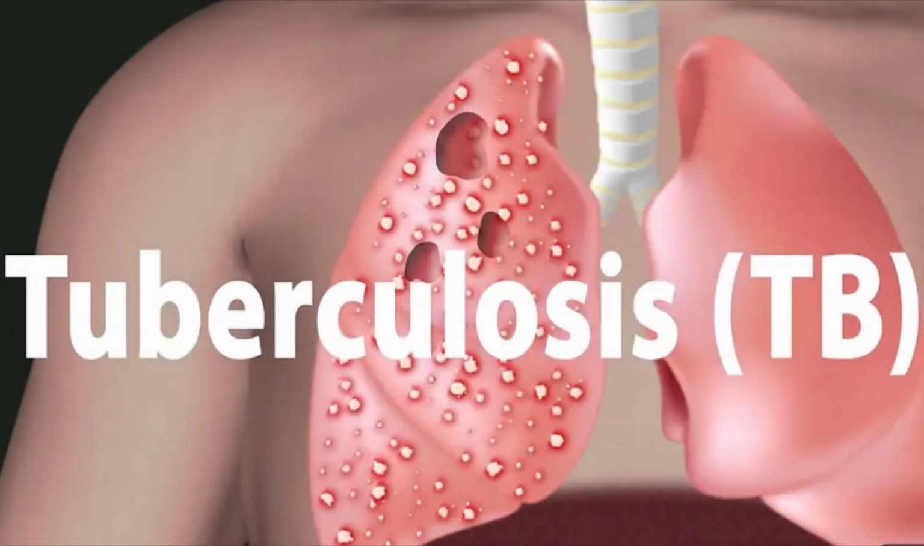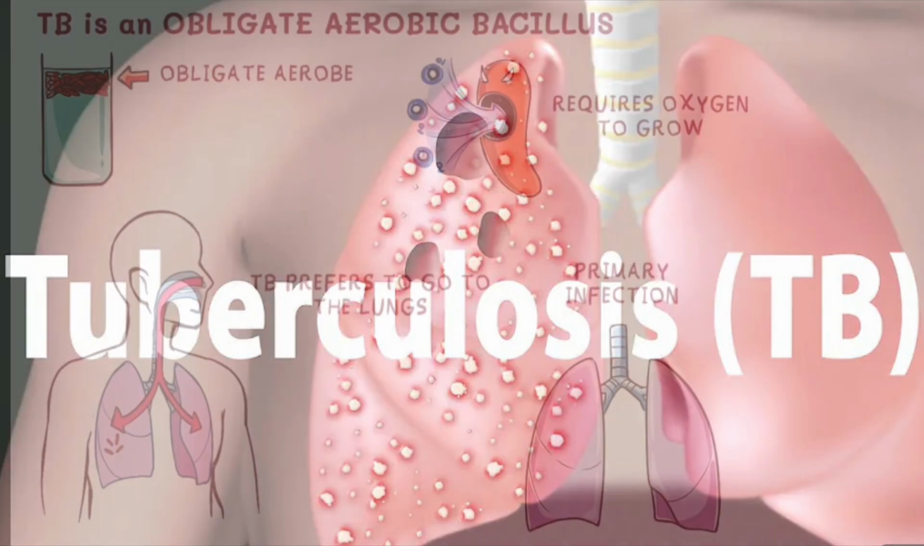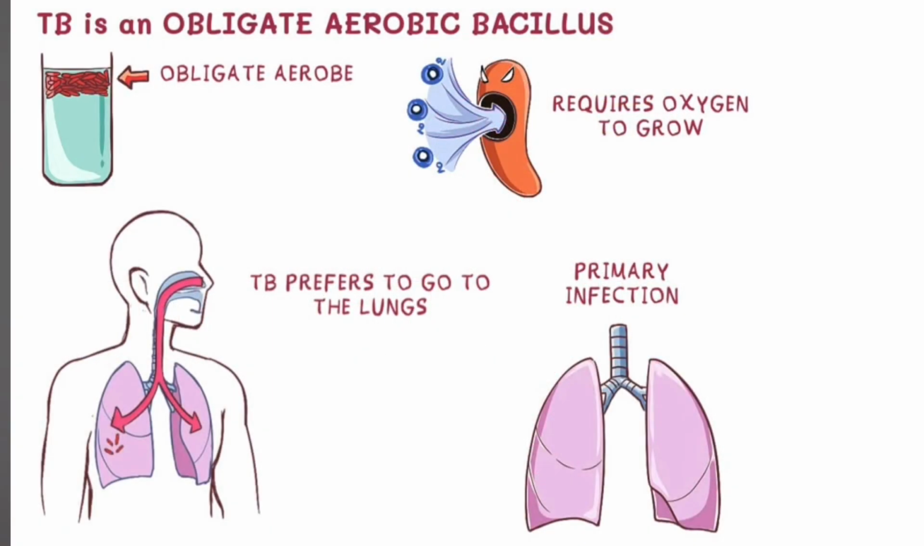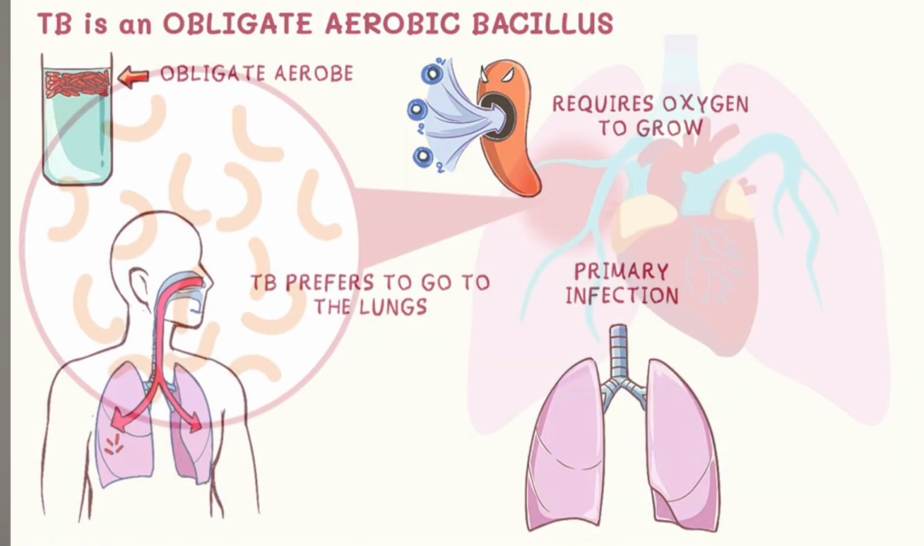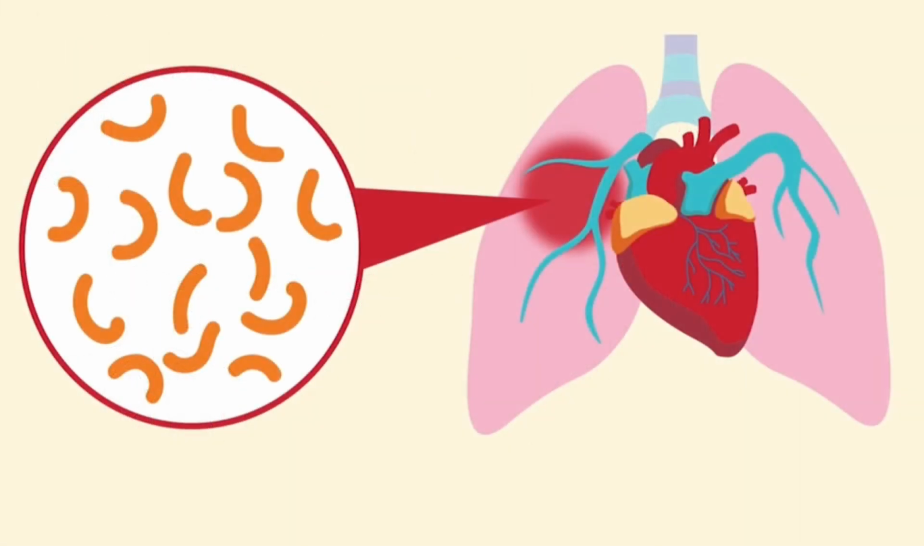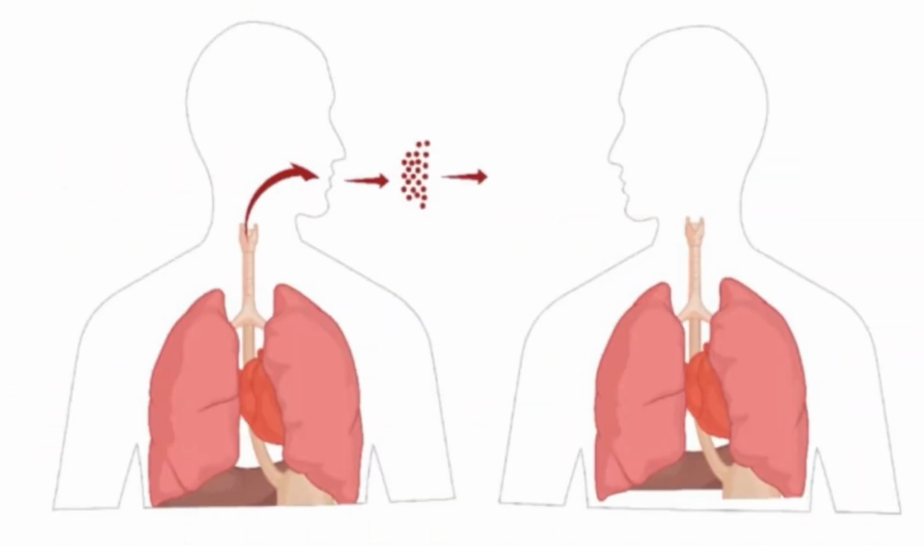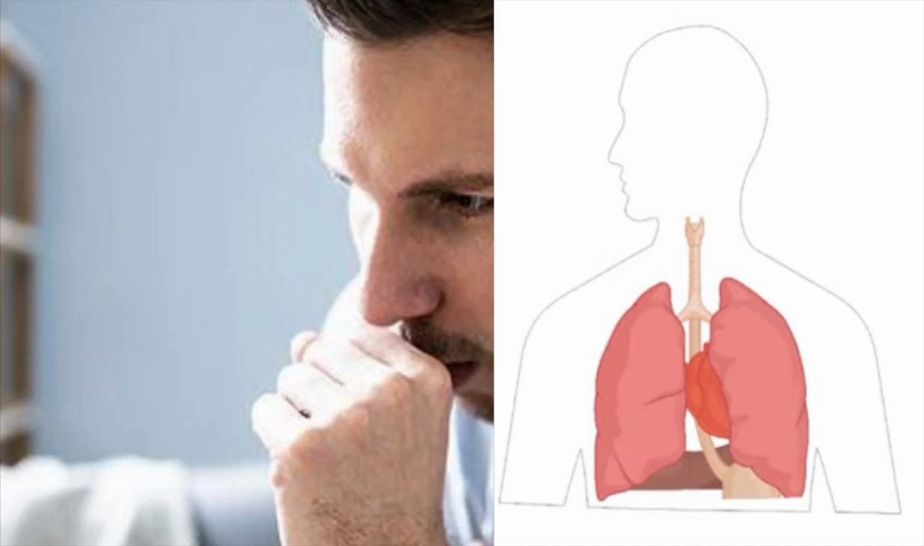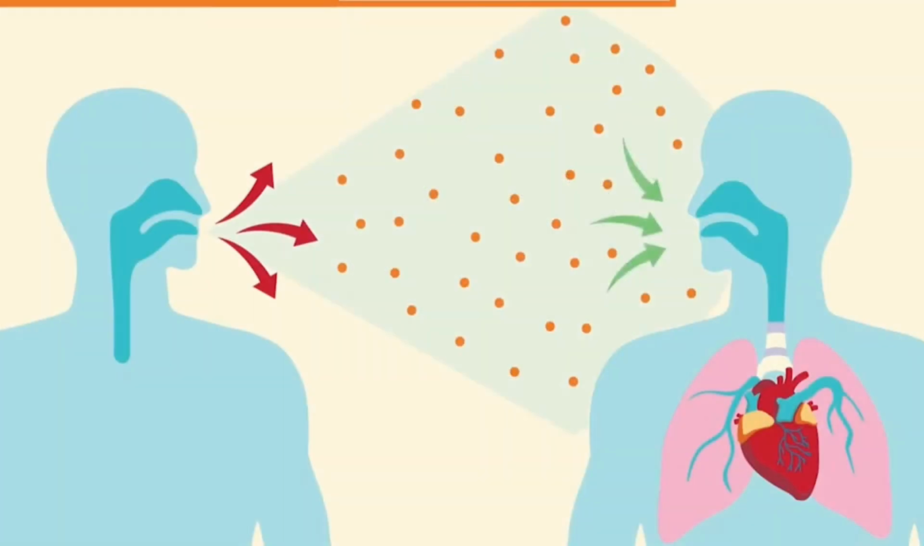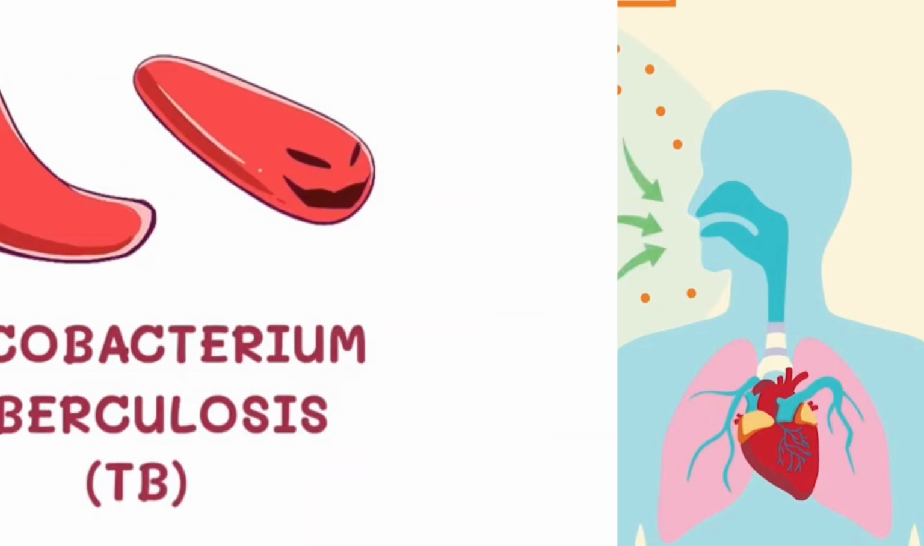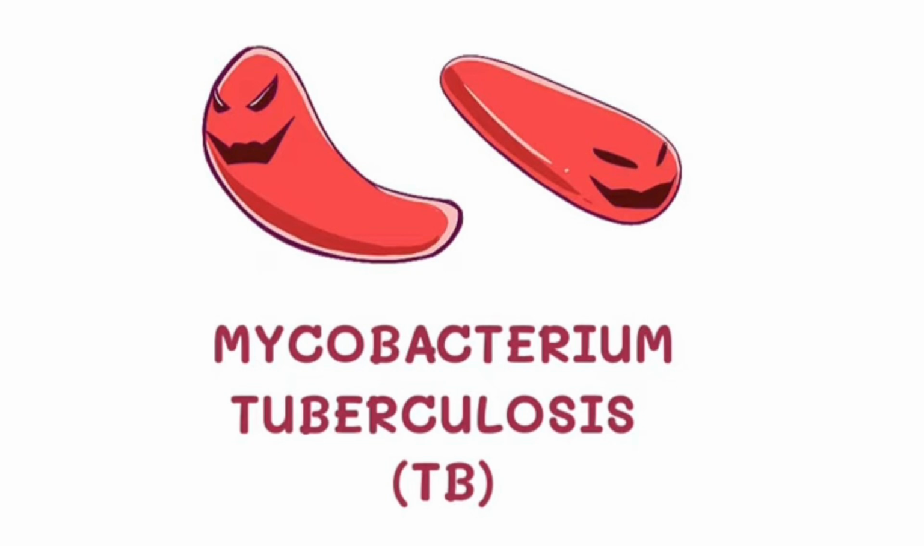Tuberculosis, or TB, is a serious bacterial infection caused by Mycobacterium tuberculosis. While it can affect multiple areas of the body, TB primarily impacts the lungs, resulting in pneumonitis, or inflammation of lung tissue. The infection spreads through airborne transmission when an infected person coughs, sneezes, or speaks, releasing infectious droplets into the air. Once inhaled, the bacteria enter the bloodstream and lymphatic system, spreading throughout the body.